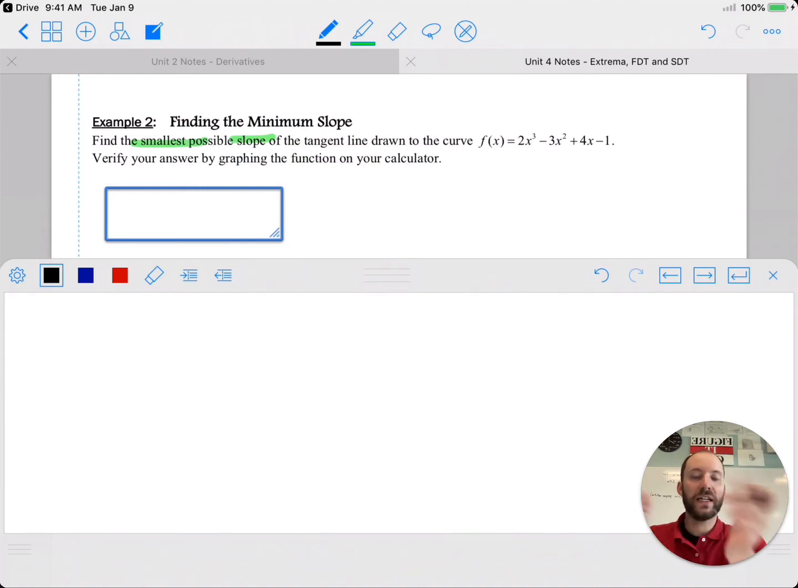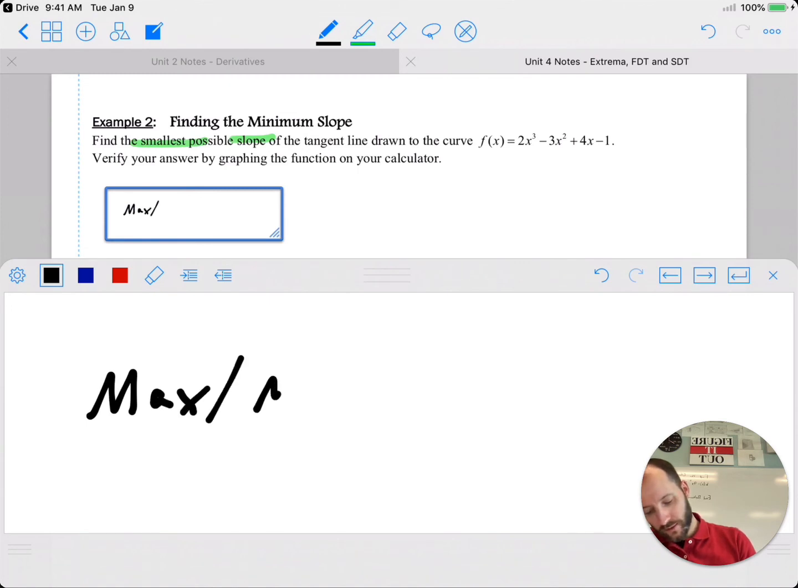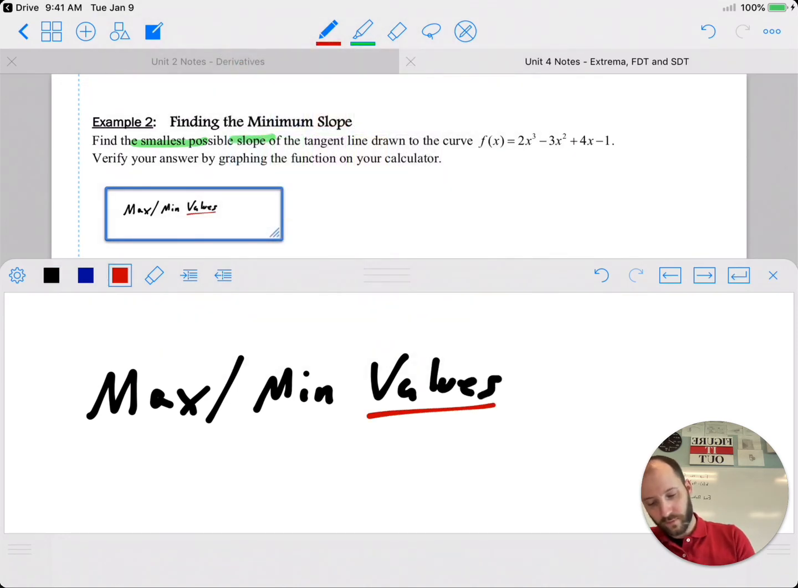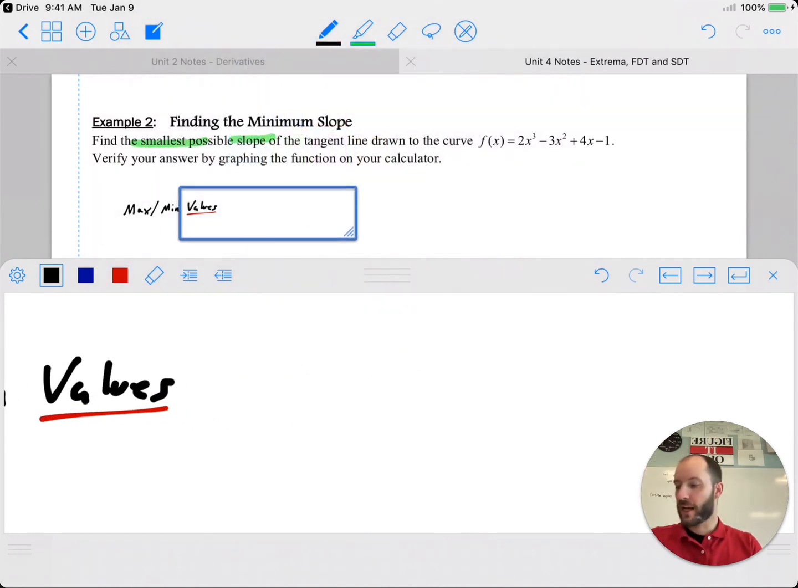We've been finding extrema of a function, so you work with the function and the function's derivative. Now you're finding a minimum of a derivative. So you're going to work with the derivative and the second derivative, okay? So let's kind of write this out. We've been finding max or min values.